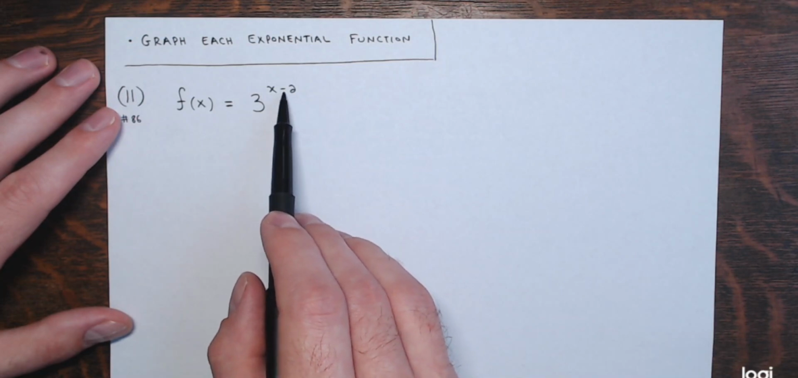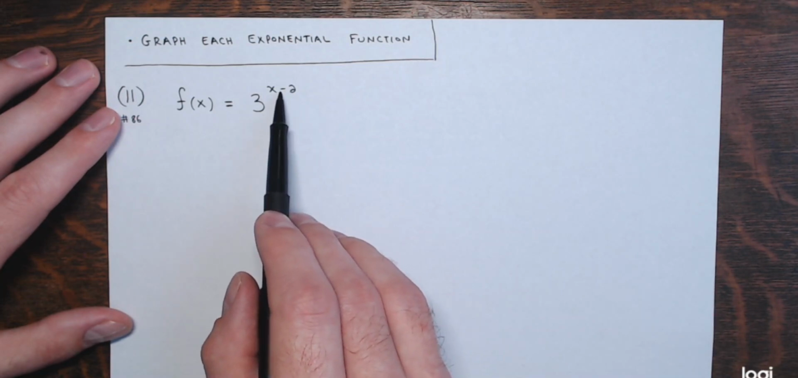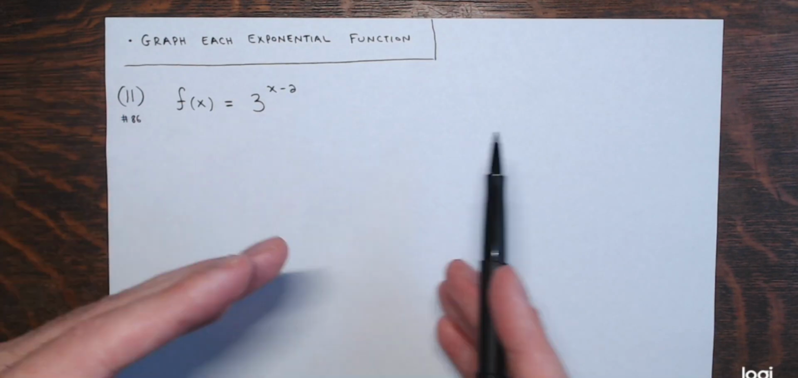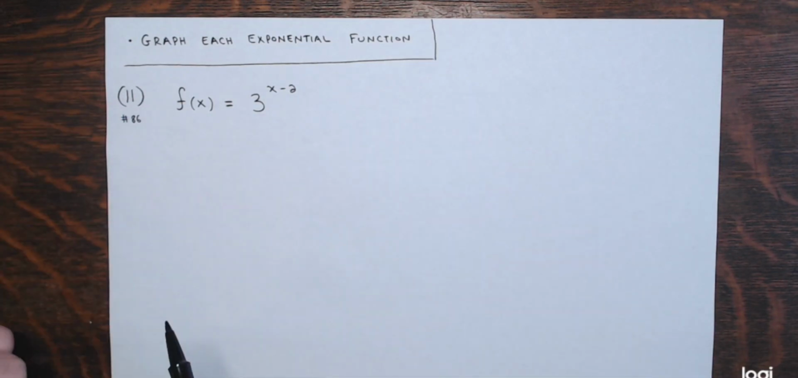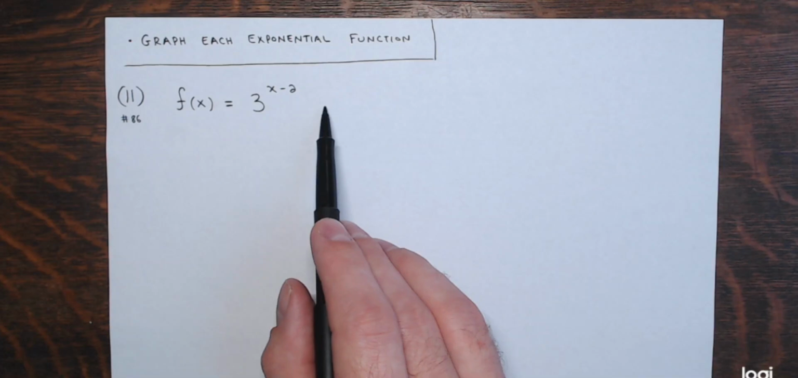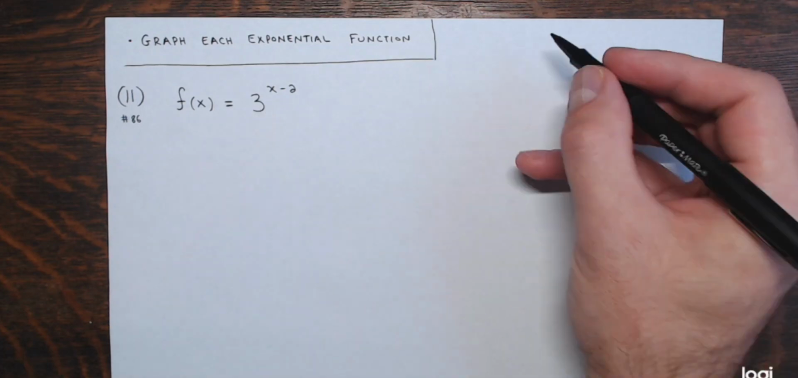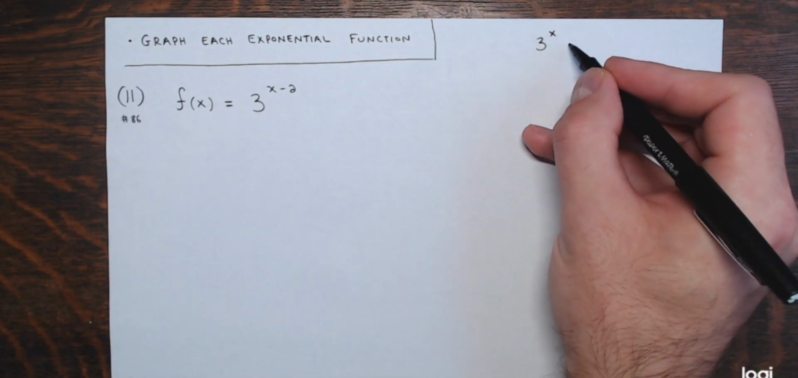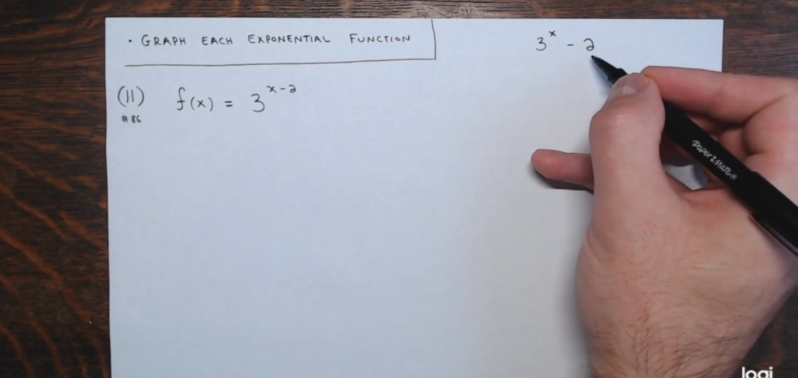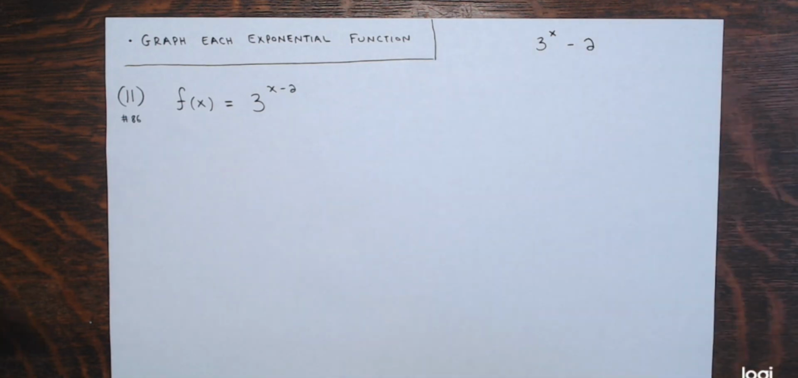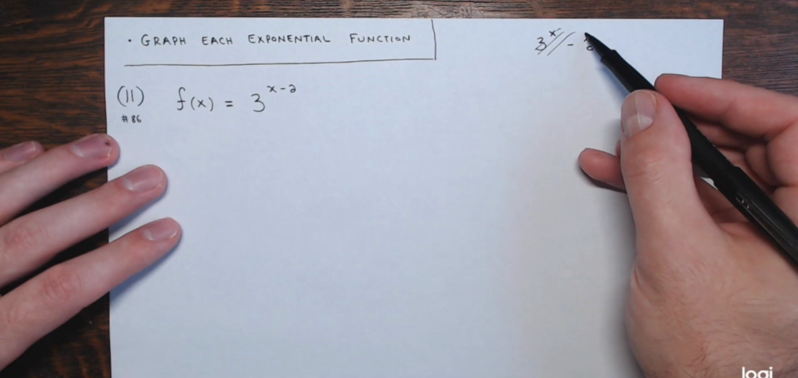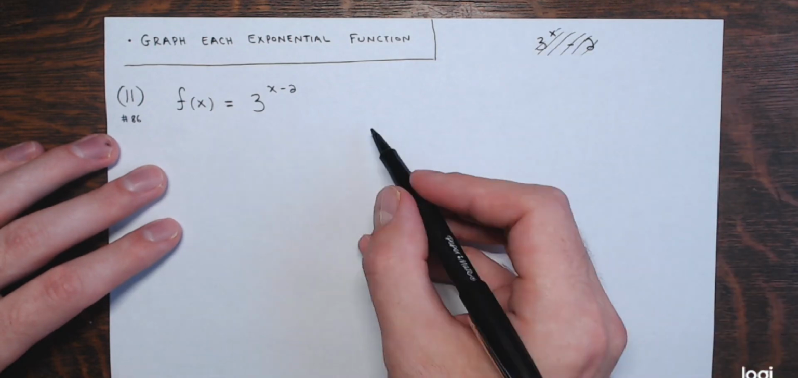Remember, if the minus 2 or plus 2 is in the power, that moved the graph left and right. If it was 3 to the x and then minus 2 after, that would move the graph down 2. Right? But it's not that, so I'm not worried about that. All right, so same deal.